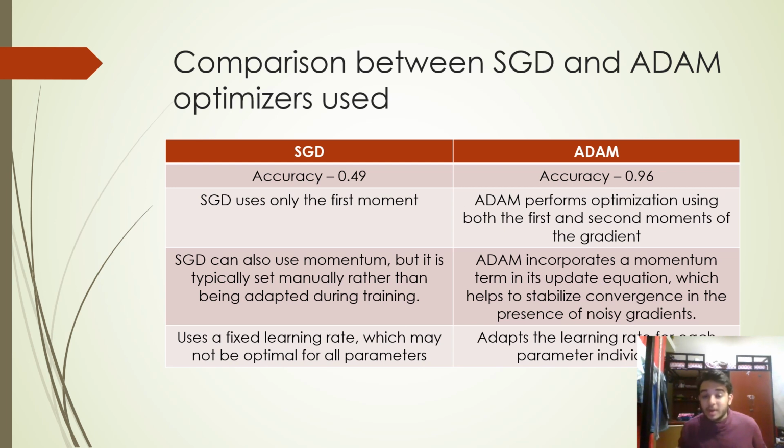Whereas SGD, though it has the capability to use momentum, it is actually set manually rather than being adapted during training. And that brings us to the next point: ADAM adapts the learning rate for each parameter individually, whereas SGD uses a fixed learning rate, which may not be optimal for all parameters. Also, ADAM performs optimization using both the first and second moments of the gradient, whereas SGD uses only the first moment. So these conclude all the primary differences between the two optimizers SGD and ADAM which we have used for this project.